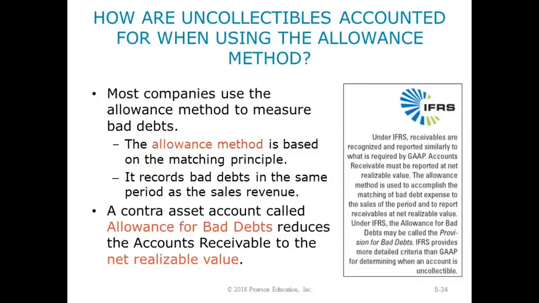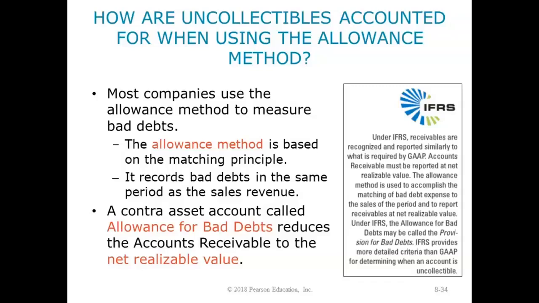Now, we're going to be using something called the allowance method, which we normally use to measure bad debts. The allowance method is based on the matching principle, in which we base some bad debt expense on the actual revenue, sales, or accounts receivable that we've had during the month. So we're going to record our bad debts in the same period as revenue. This follows along with the matching principle.